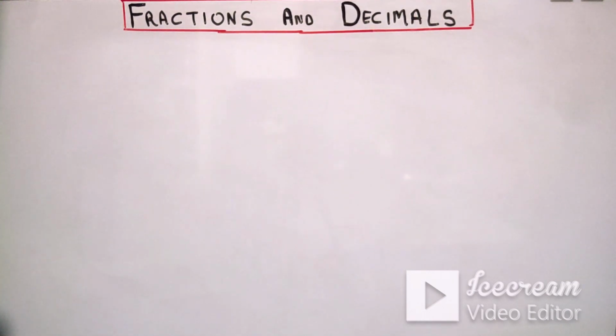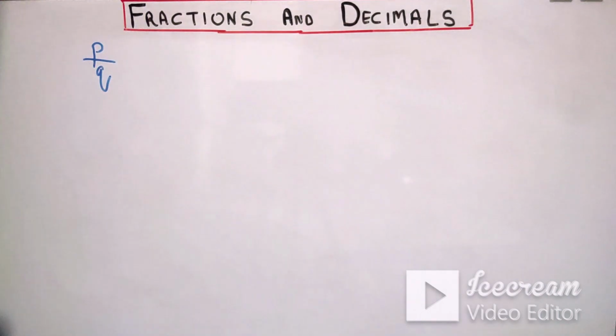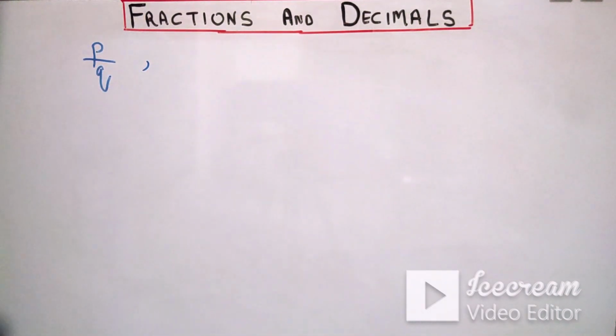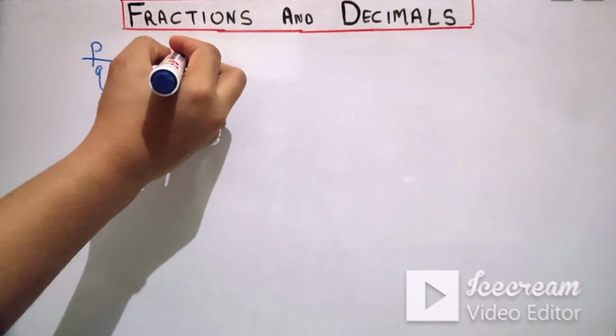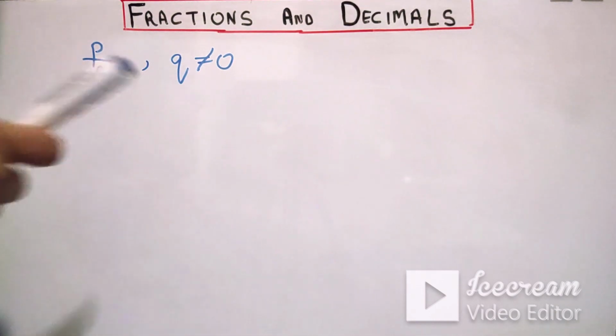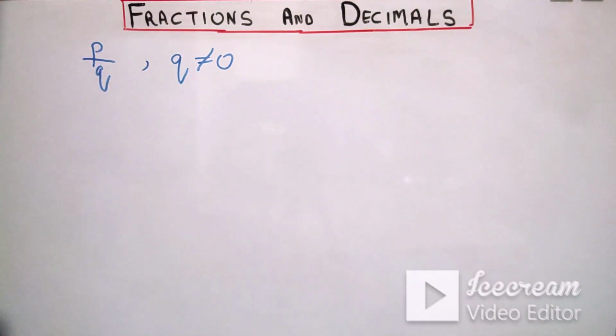Fractions. Let's do a bit of revision of these fractions. What are they actually? Anything which can be represented in the form of P by Q is called a fraction, where P is the numerator and Q is the denominator, and this Q can never be equal to 0. Why is that the case? Because if Q is 0, the fraction is considered not defined, so that is not possible, and we avoid taking Q as 0. This P by Q is simply a fraction.